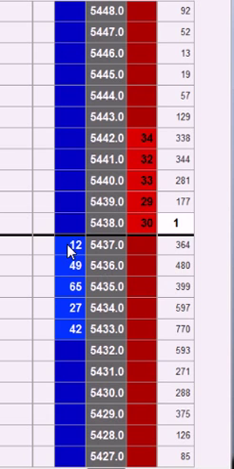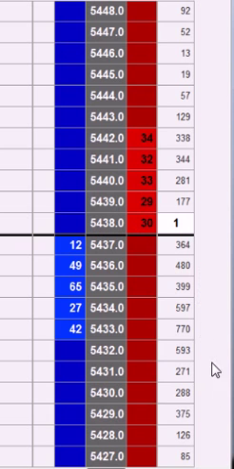On the left, we're seeing all the bids. These are all the buyers and their limit orders. And on the right, we have all the offers. These are the guys waiting to sell. And over here, we can see where a contract is actually being executed. So one contract is traded here at this price, 54.38.